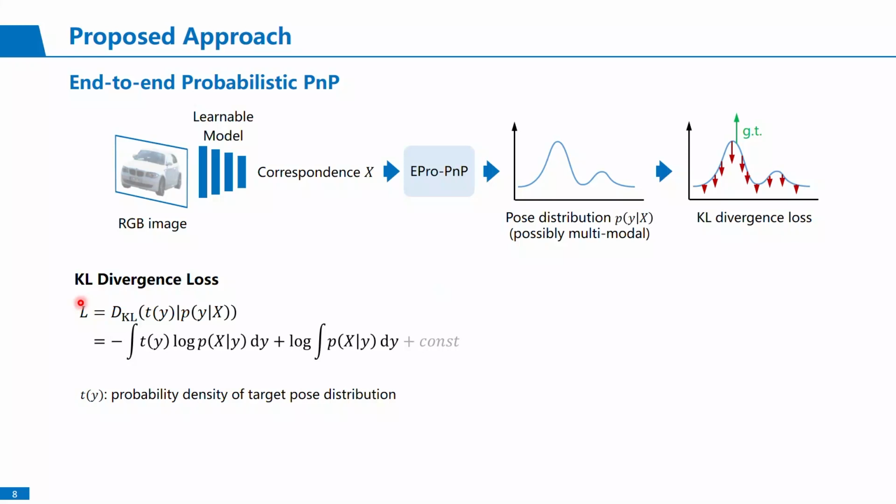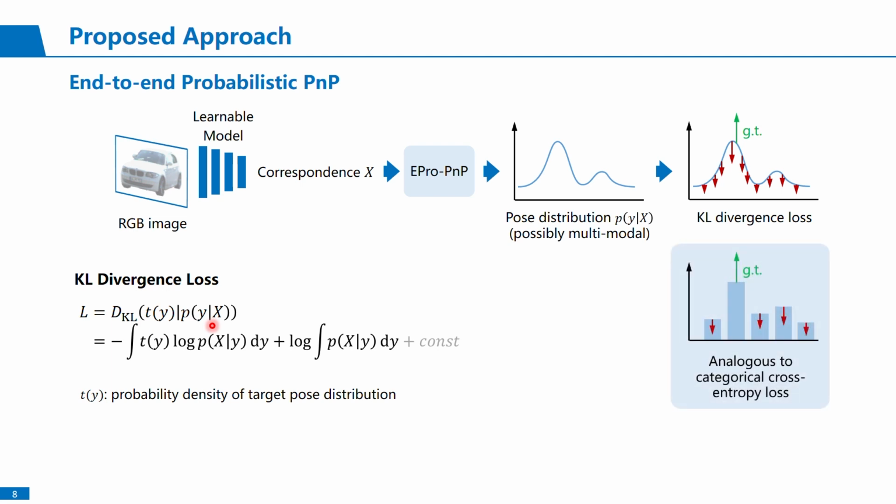During training, given the ground truth pose, we can define a target pose distribution and minimize the KL divergence between the target and the prediction. Again, this is analogous to the categorical cross-entropy loss, but on a continuous domain. With the KL divergence loss, we make sure that all potential pose solutions contribute to the loss function, which guarantees global convergence.